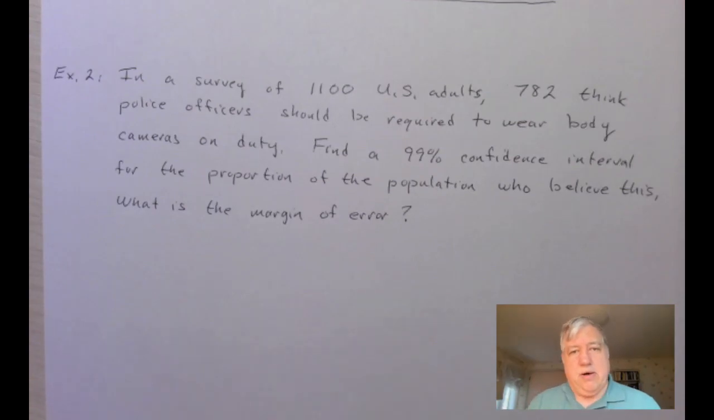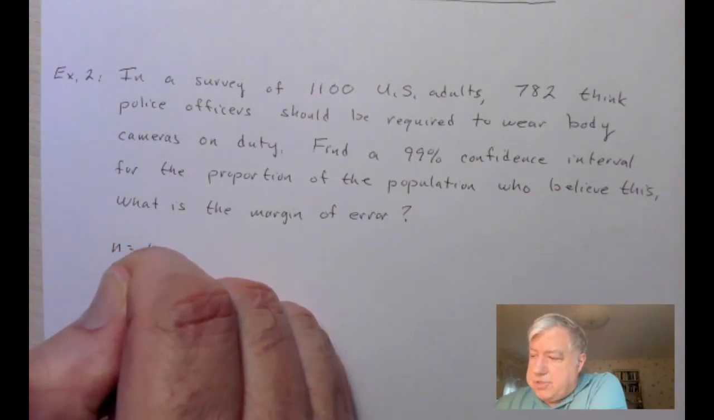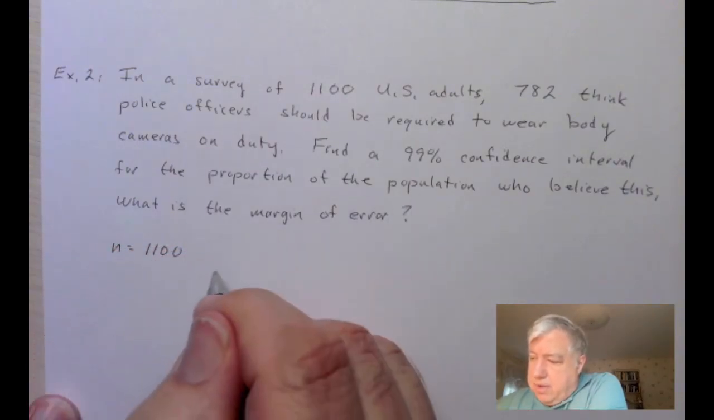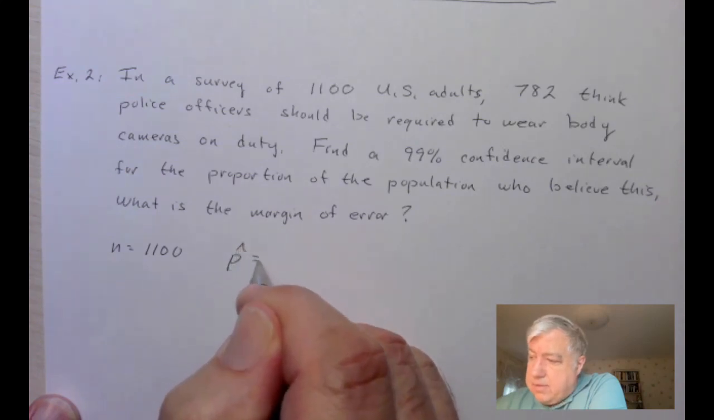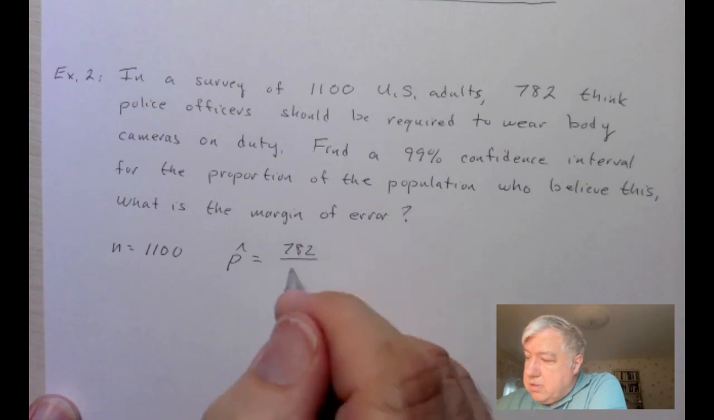In a survey of 1,100 U.S. adults, 782 think that police officers should be required to wear body cameras on duty. Find a 99% confidence interval for the proportion of the population who believes this. What's the margin of error? Well, in this case, n, our sample size, is 1,100, and p hat is 782 over 1100.